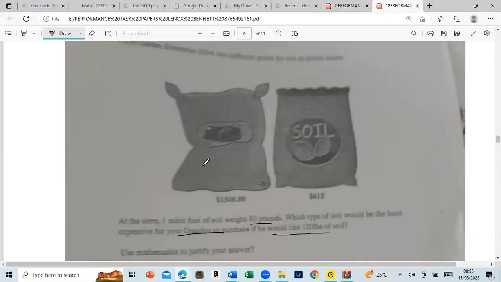Because we need to know, it says at the store 1 cubic foot of soil weighs 80 pounds. Which type of soil would be the least expensive for grandpa to purchase if he would like 150 pounds? I don't understand why the question is like this. Let me go back up. Hold on guys, I think I missed something.